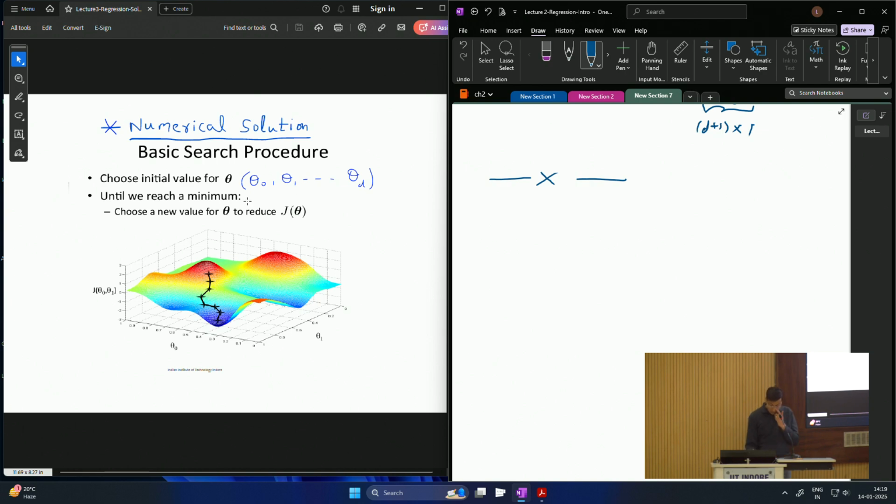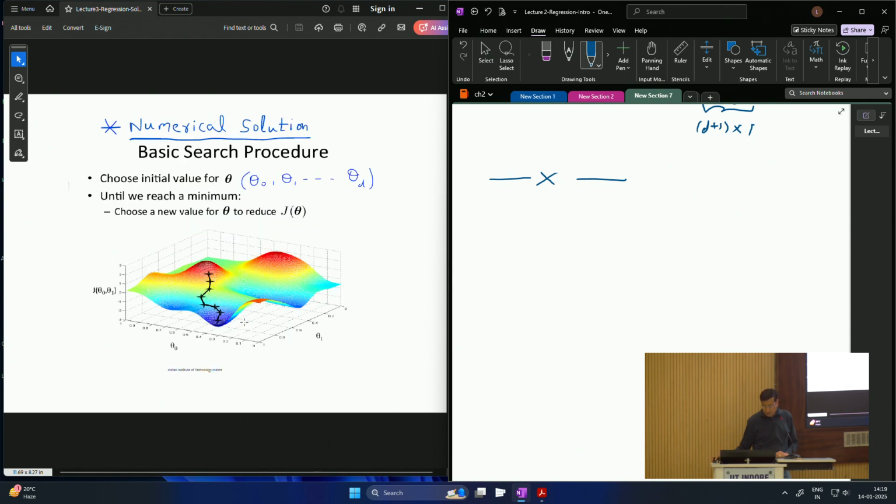The numerical solution goes like this. They've shown it for the two-dimensional case, theta naught and theta 1. How many thetas do we have? d plus 1, theta naught to theta d, right? So we're not showing it. This is a hypersurface in that case, and you will start somewhere and you have to reach the minima.